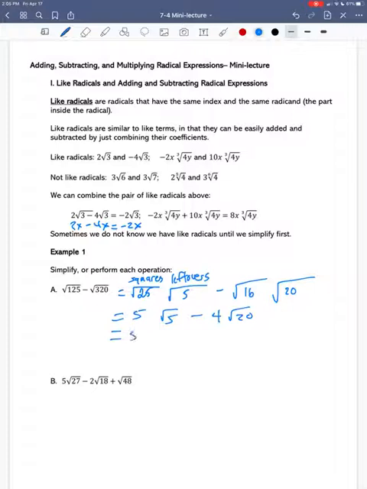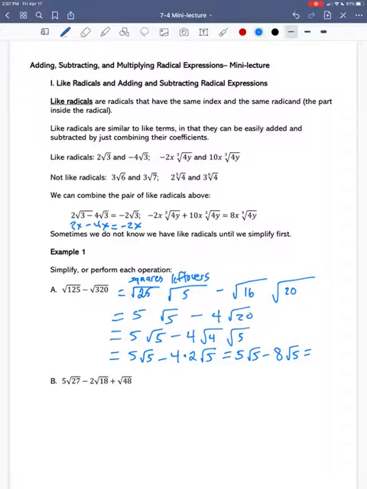So I can take and break square root of 20 into two square roots. 4 goes into 20, and I can take the square root of 4, and that leaves me a 5 here. So I would get 5 square root of 5 minus 4 times 2 times the square root of 5. So that's 5 square root of 5 minus 8 square root of 5. And then when I look at that, I just combine the coefficients. 5 minus 8 gives me negative 3 times the square root of 5.